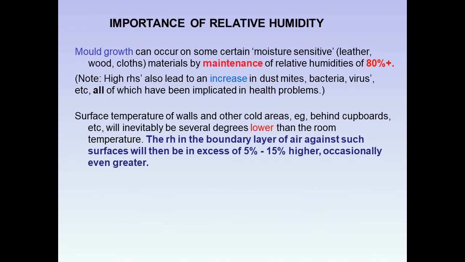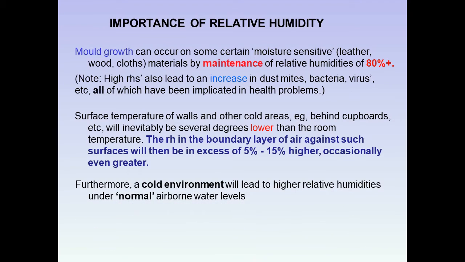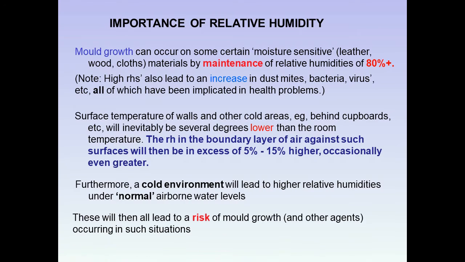And of course, surface temperatures of walls and other cold areas, such as behind cupboards and so forth, will inevitably be several degrees lower than the room temperature. Thus, the relative humidity in the boundary layer of air against such surfaces will then be in excess of 5 to 15% higher, occasionally even greater. And of course, a cold environment will lead to higher relative humidities under what we would regard as normal airborne atmospheric moisture levels. These will then add to a risk of mould growth, plus the other agents such as dust mites, which can occur in such situations.